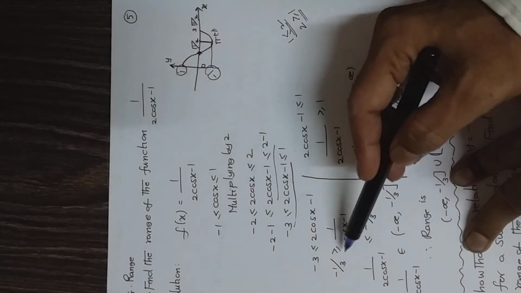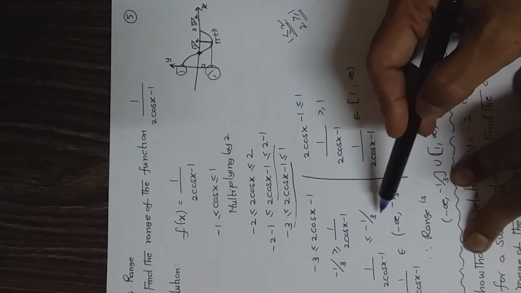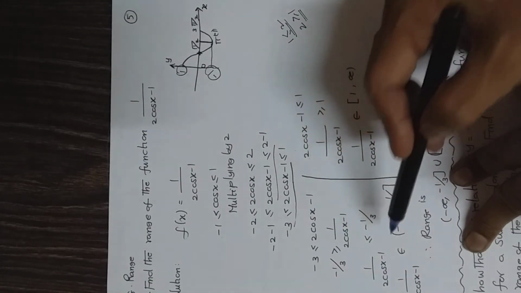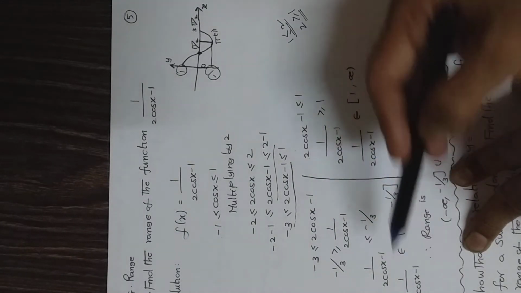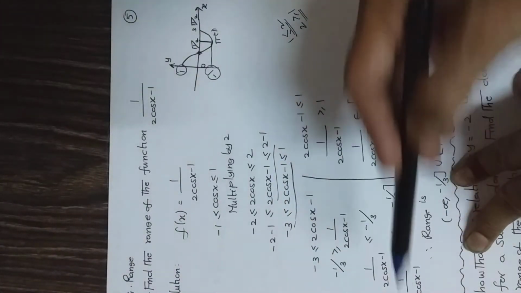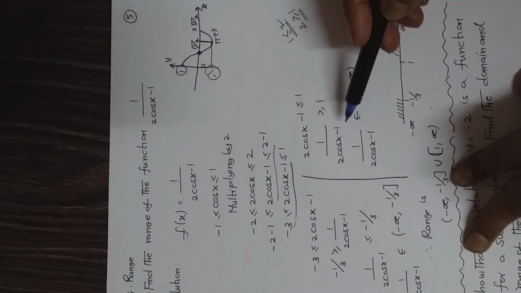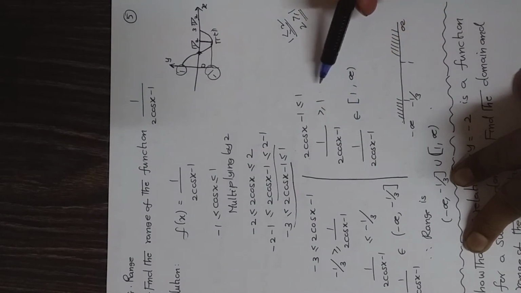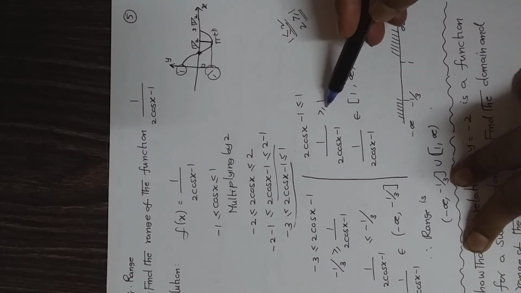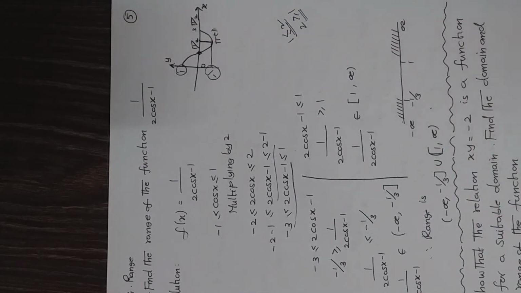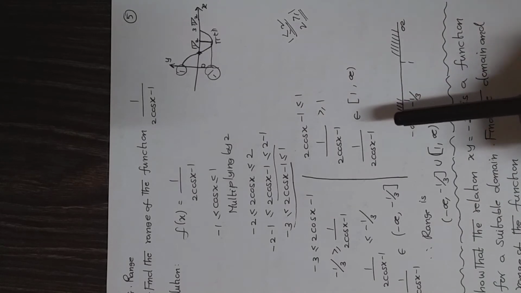But if A greater than or equal to B means B less than or equal to A. Ultimately I need the corresponding x values. That's why I am taking it like this. So this is less than or equal to minus 1 by 3, you have to go below, understand? So minus infinity. So this one, 1 by 2 cos x minus 1 greater than or equal to 1, so above 1, because the equal to sign is there. Equal to means you should always put a closed interval, not an open interval. You understand?